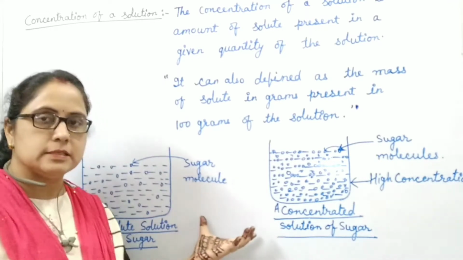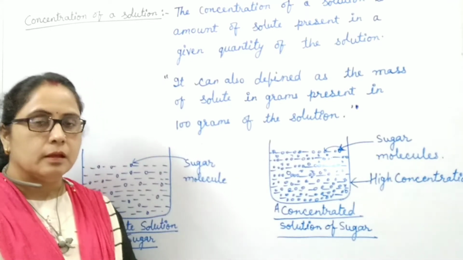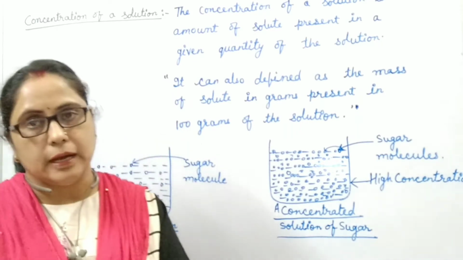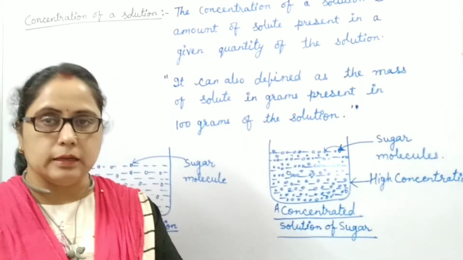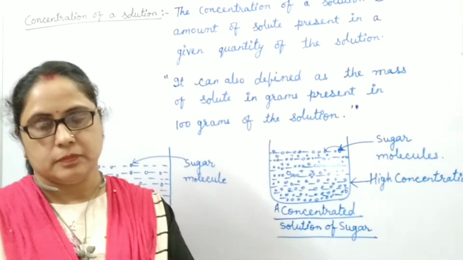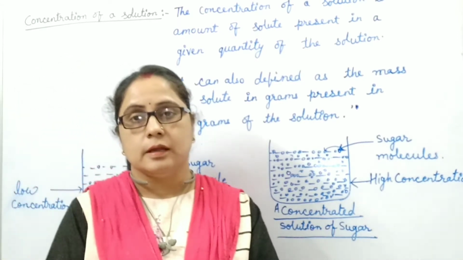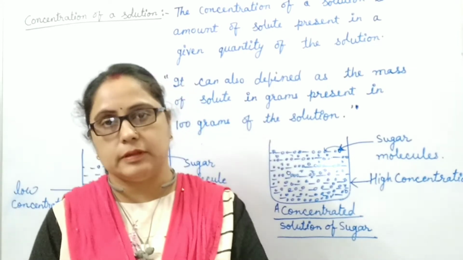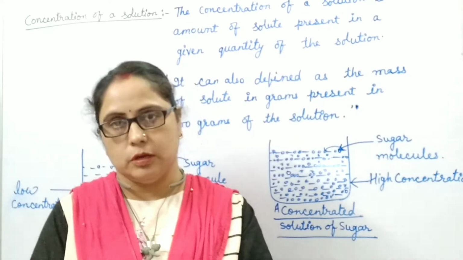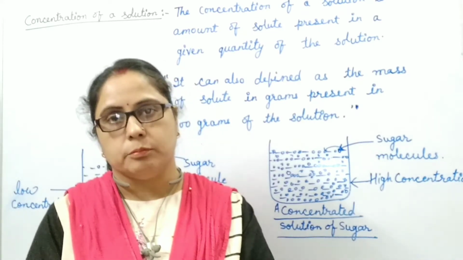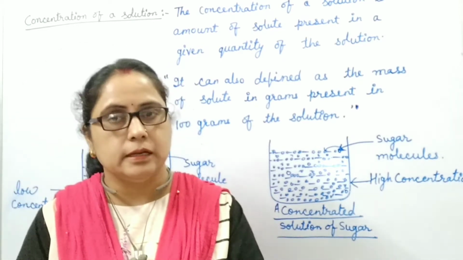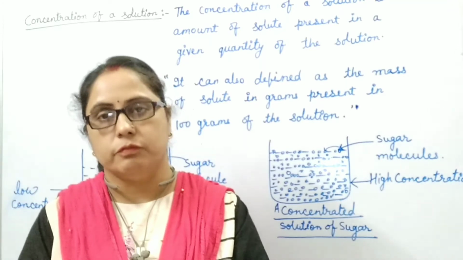On the basis of this, we conclude that concentration of solution is defined as the mass of a solute in grams present in 100 gram of solution. It means concentration is directly related with the mass of solute or volume of solute. This we can represent by using percentage. This percentage we can represent by using mass or volume.